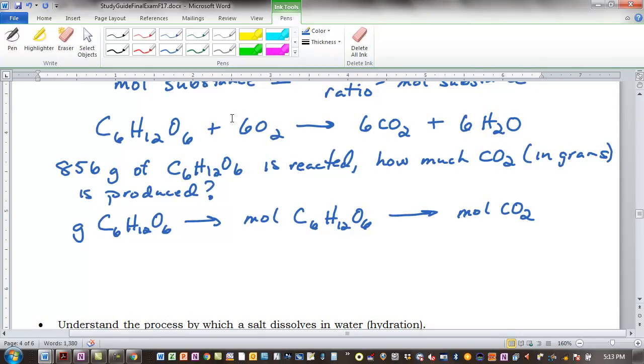Do we need to worry about oxygen? Does the problem say anything about oxygen? No. So if it doesn't say anything about the other reactant, assume it's in excess. Okay. This is certainly not a limiting reagent problem. We'll do a limiting reagent problem next, but this one, it just says the one reactant. Assume that's your limiting reagent, and that's what we have to worry about. So 856.